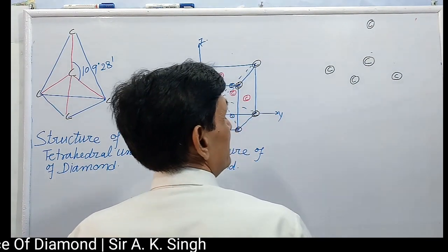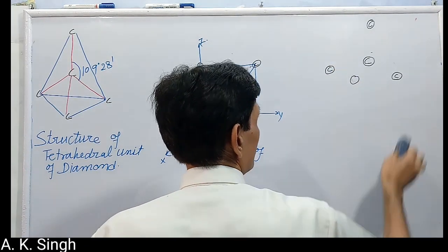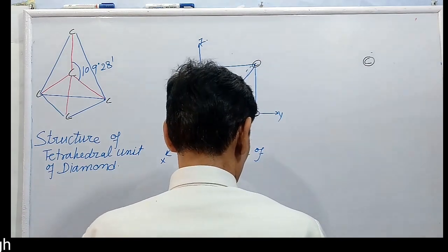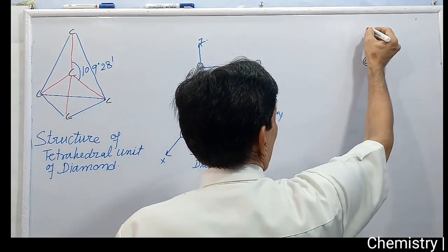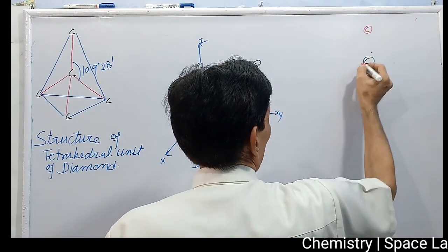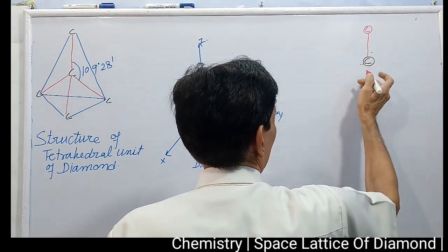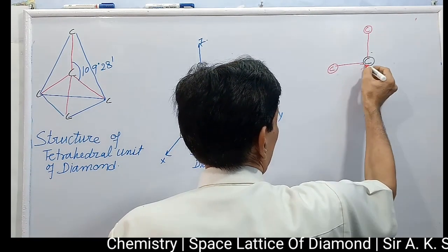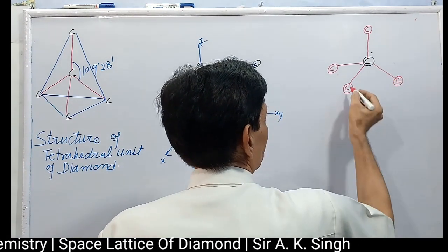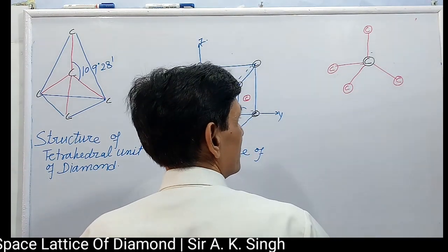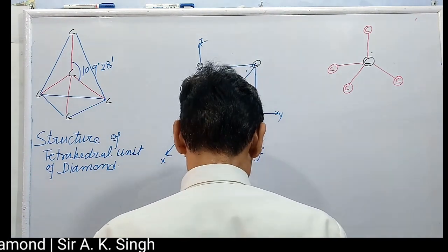Now, these carbon atoms which are present around the central carbon, I want to show by red color, so that you can see, this is the bond, this is also a bond, this is also a covalent bond, this is also a covalent bond. Now you will understand. And these surrounding ones found on the corner of the tetrahedron, I have shown by the red one.